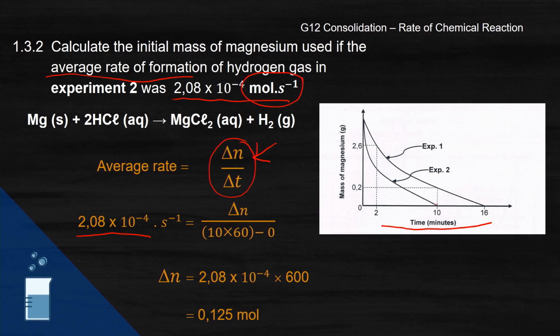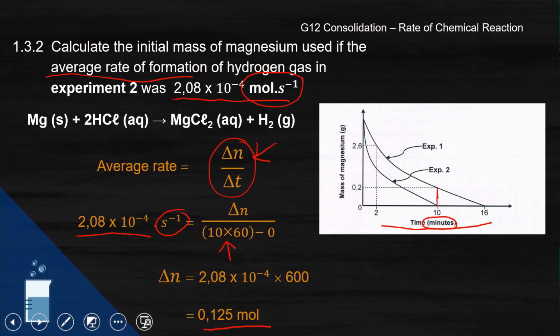in 10 minutes. The trick here is 10 minutes does not match the unit, which is per second. So we have to convert that 10 minutes into seconds by timesing by 60. We work it all out and we get an answer of 0.125 mole. What are we going to do with that?